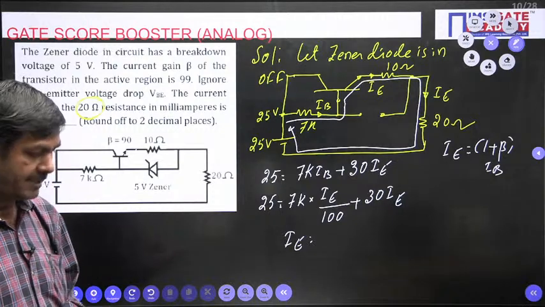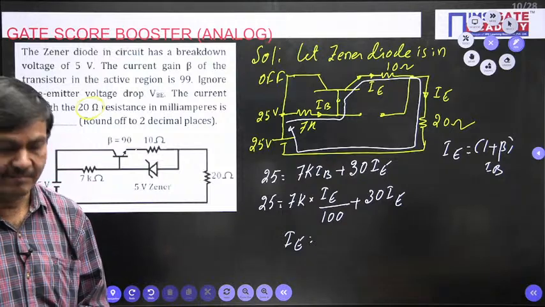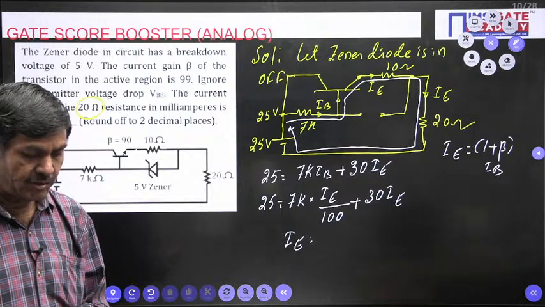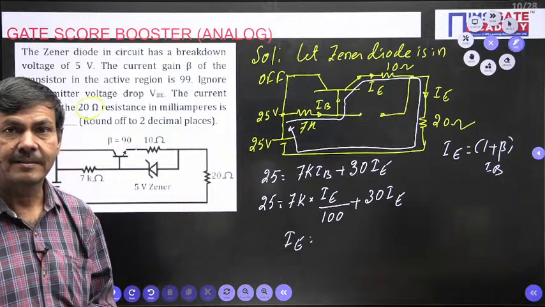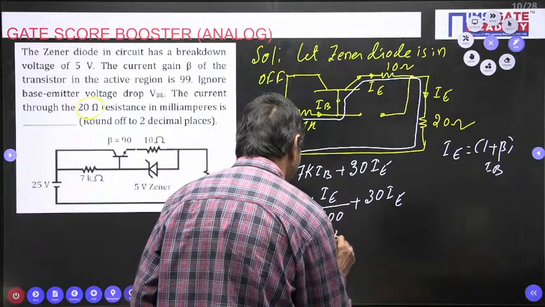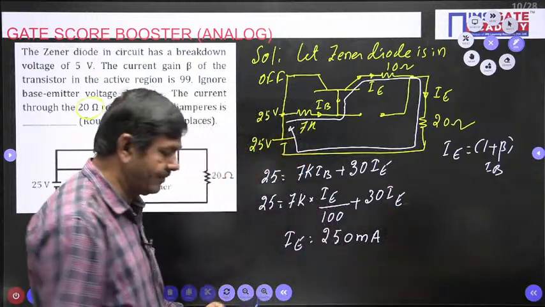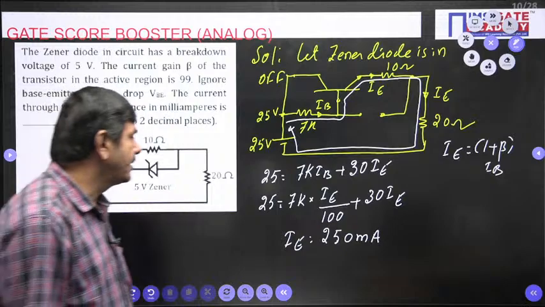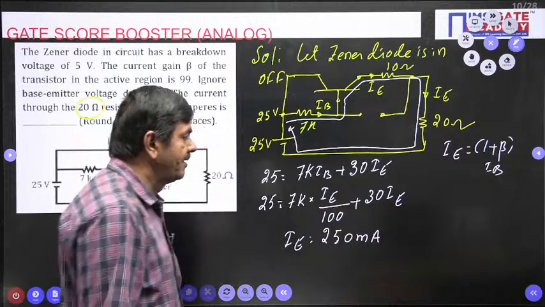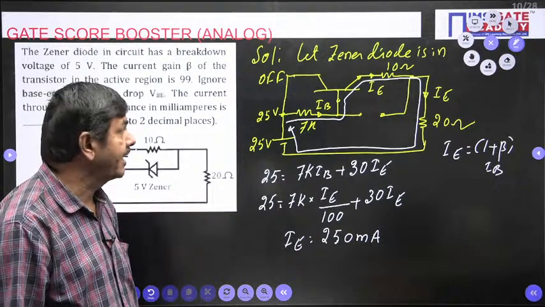No, that much current is not passing. Here 250 milliamperes of current is passing this side. That means 0.25, it comes as 250 milliamperes of current. That much current will flow. The problem is asking to find it in milliamperes only, and I got 250 milliamperes. 250 milliamperes means 0.25 amperes exactly. Catch my point.